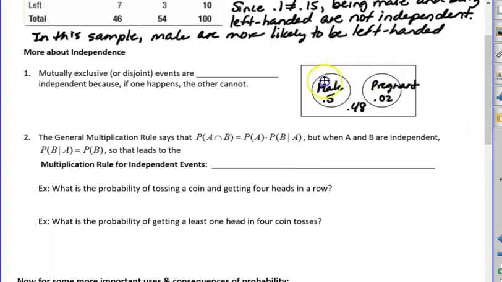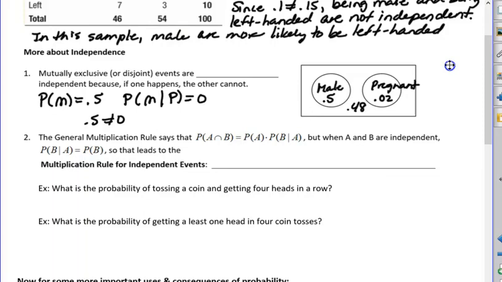Now we see there's no overlap. These two groups are mutually exclusive. It means they cannot happen at the same time. Remember we said the probability of male is 0.5. The probability that you are male given that you are pregnant is 0. Since 0.5 does not equal 0, these events are not independent.